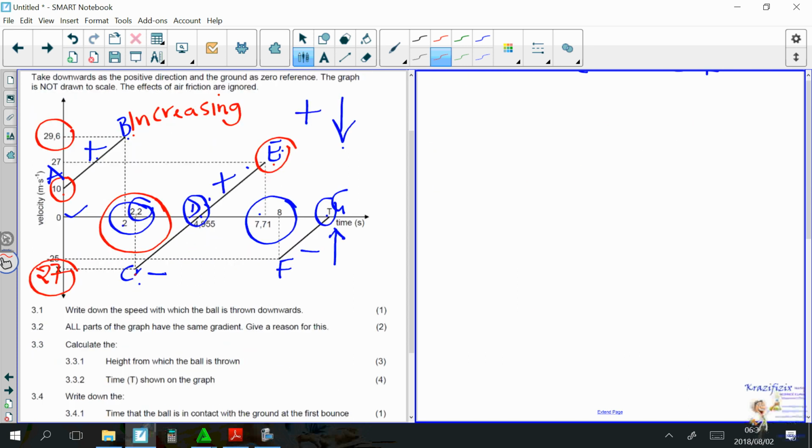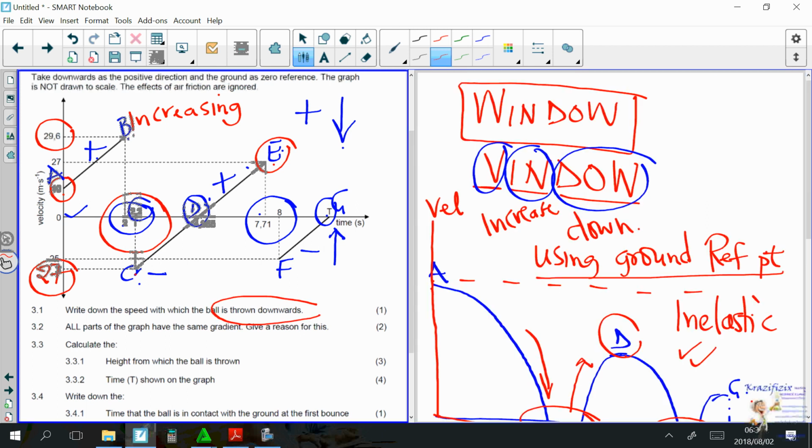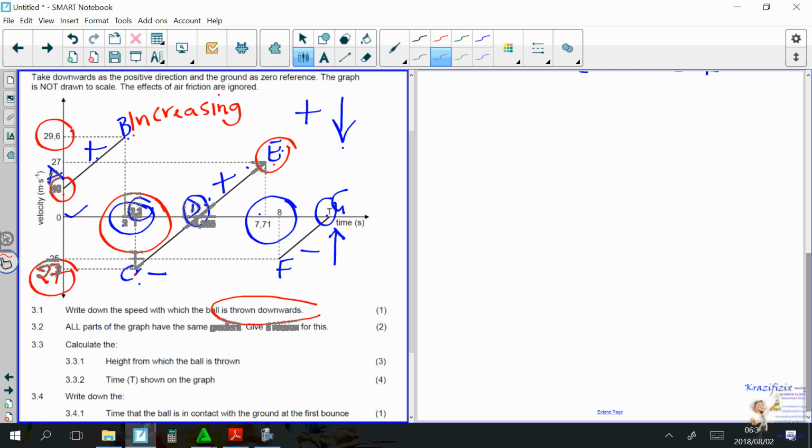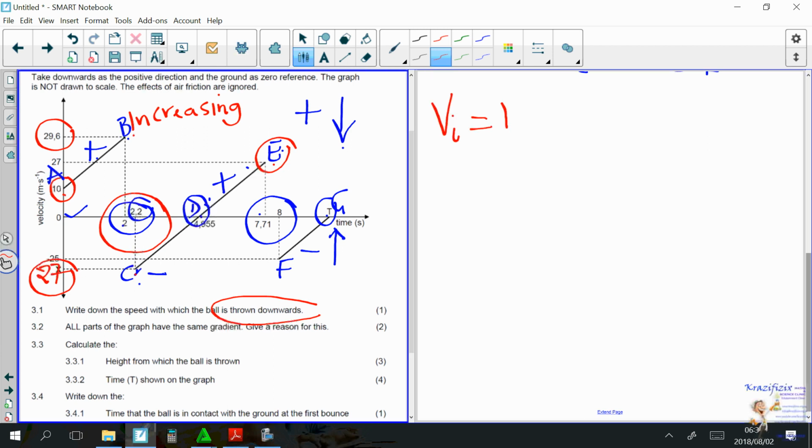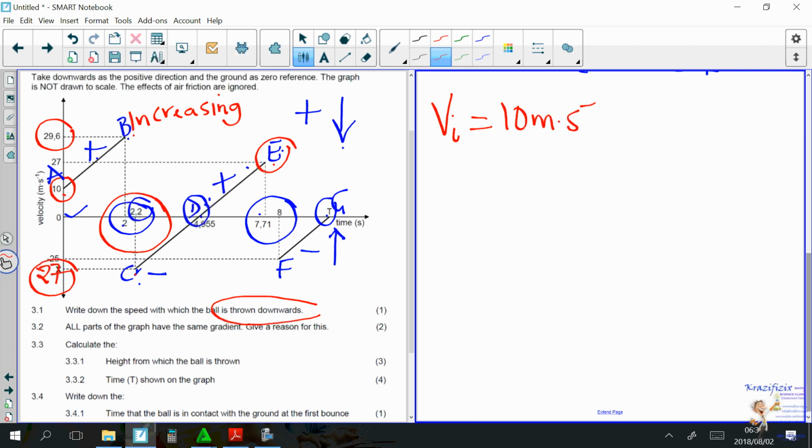Oh, great. Write down the speed with which the ball is thrown. Initial velocity. They said speed. My initial velocity. What's my initial velocity? We can simply read that from there. It's 10 meters per second. 1 mark. Okay. 1 mark.